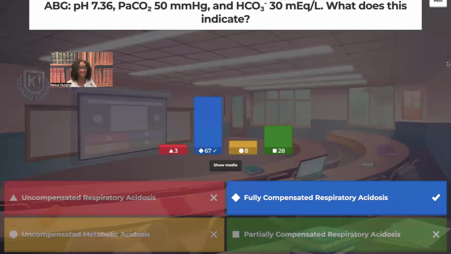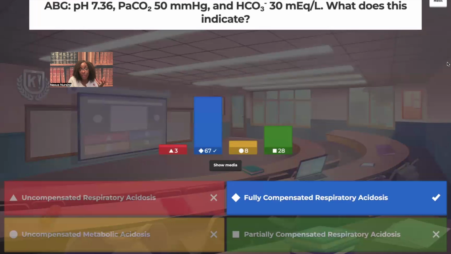Big C says I wasn't here for the notes. All right, most of you guys got it right. Very good. Fully compensated respiratory acidosis. How do we know it's fully compensated? By the pH. That is the first thing you look at every single time. If that pH is within 7.35 to 7.45, you have full compensation. So pH is 7.36. It's within that range, fully compensated.